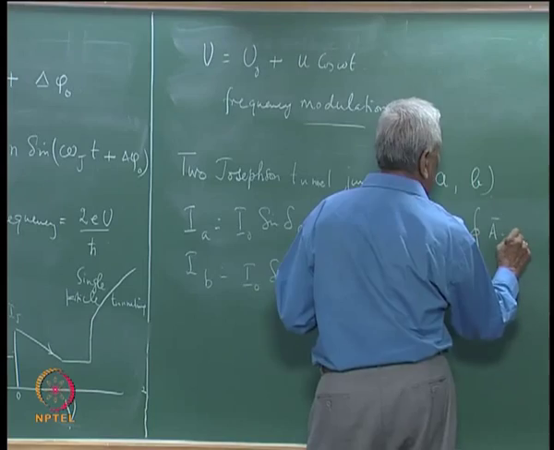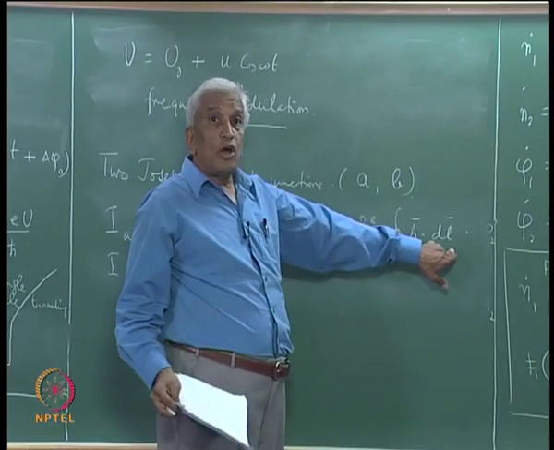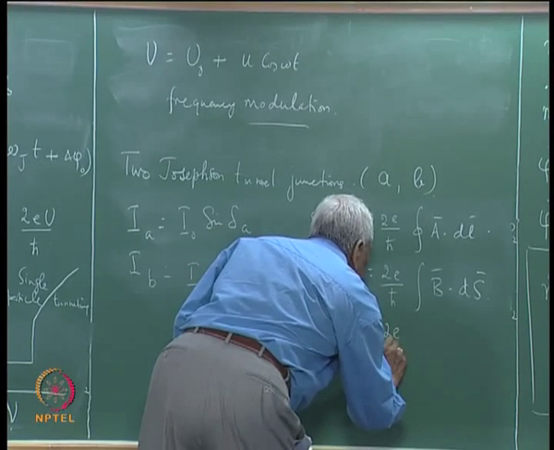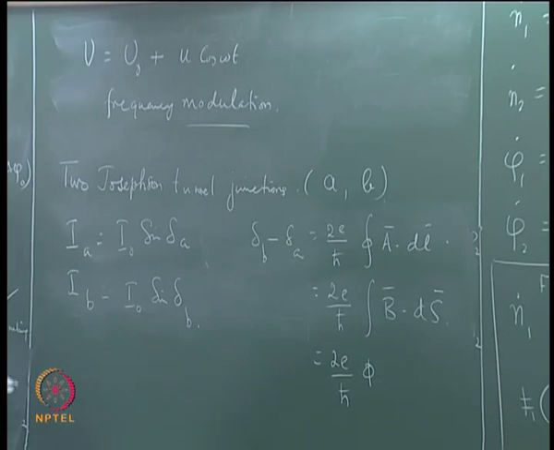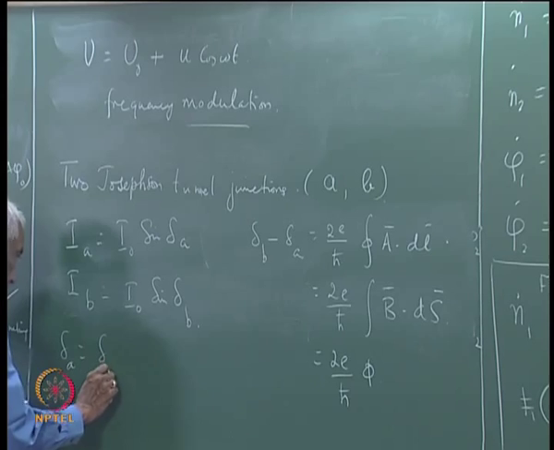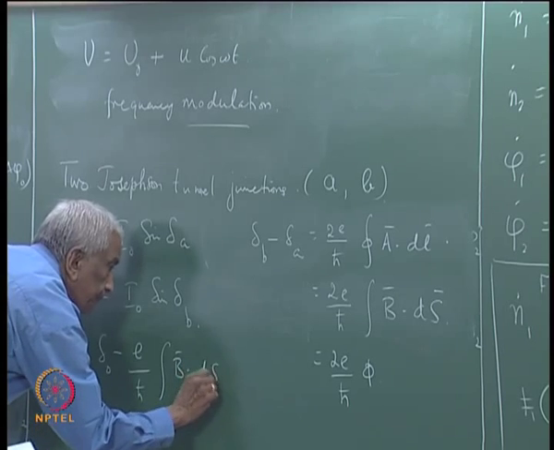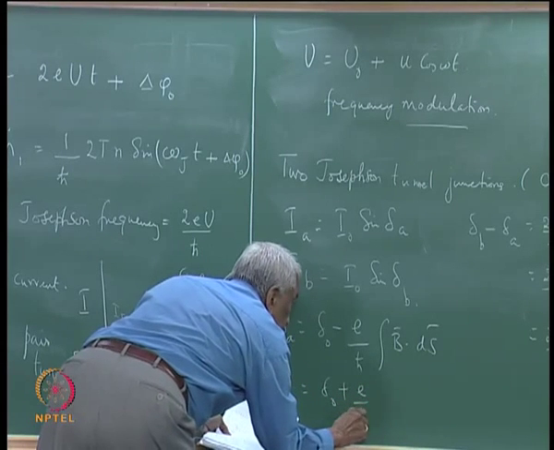integral A dot dl, because as we explained earlier, the quantum mechanical phases will depend on the line integral of the vector potential, or by Stokes theorem, this is nothing but the magnetic flux. So, this means that I can write delta A as delta naught minus E by H cross integral B dot ds, and delta B as delta naught plus E by H cross integral B dot ds.